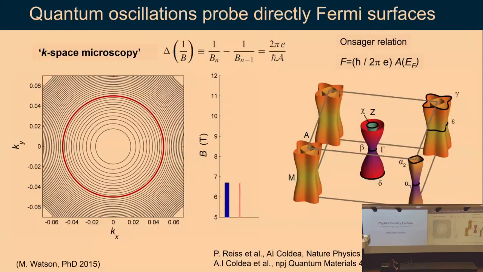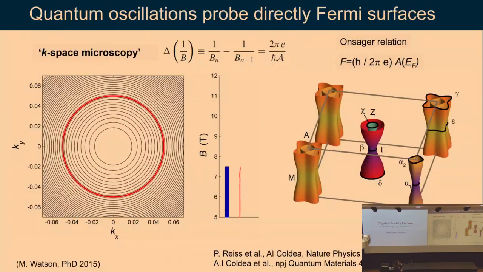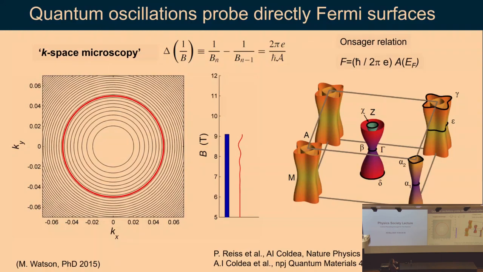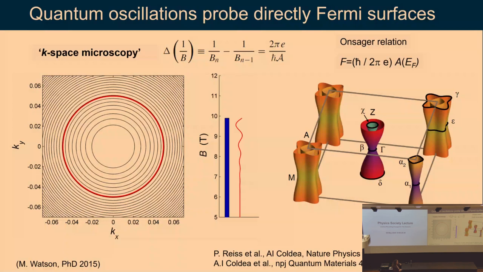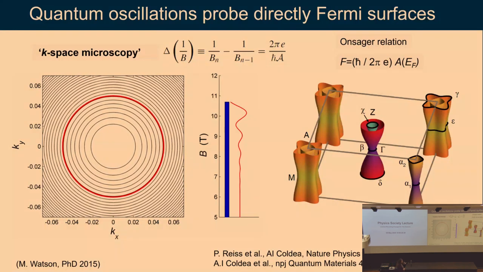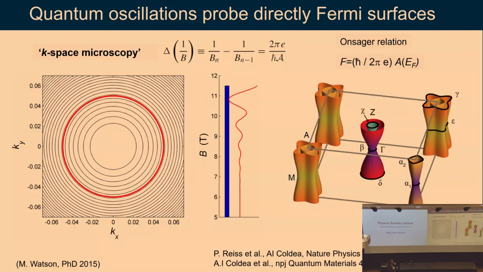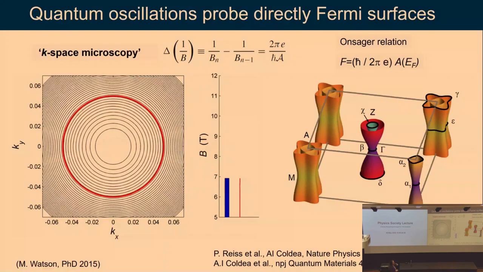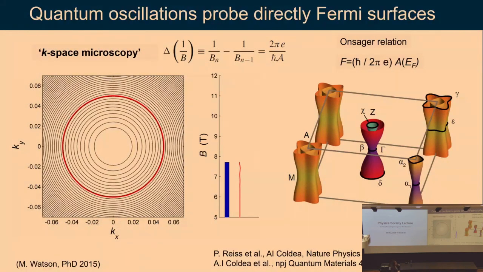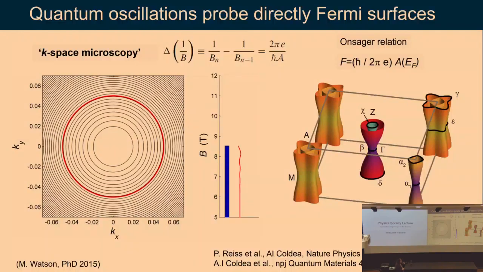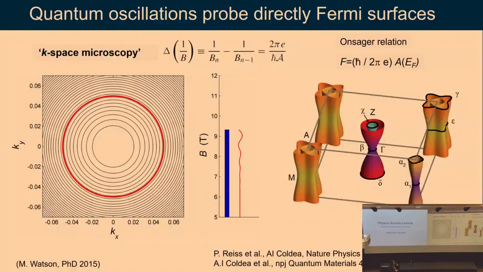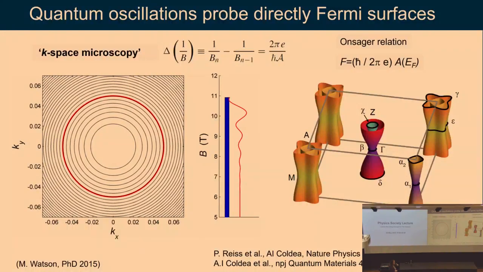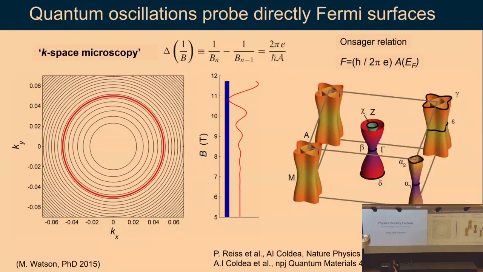So in a quantum oscillation experiment, this is the simulation. All these circles are Landau tubes, and the red circle is the chemical potential. As you increase the magnetic field, Landau tubes pop through the chemical potential and lead to oscillations in the density of states. And Onsager has shown that the frequency of these oscillations is directly related to the cross-section area of the Fermi surface normal to this applied field.